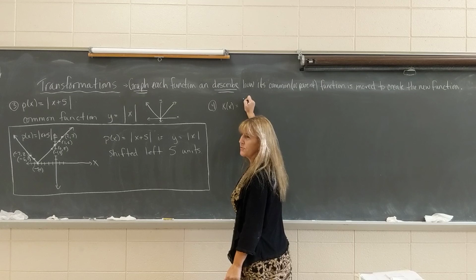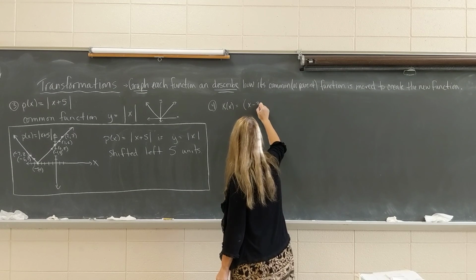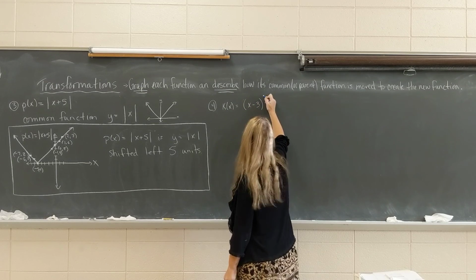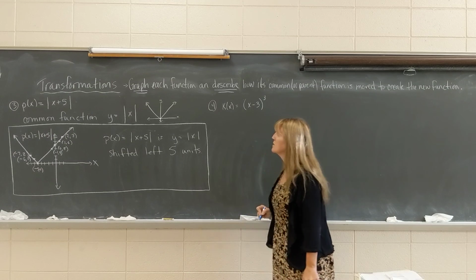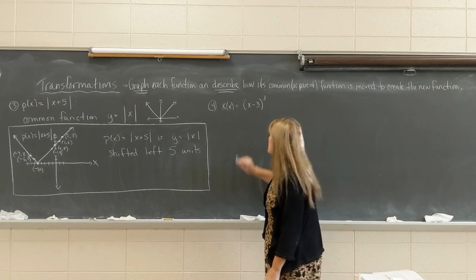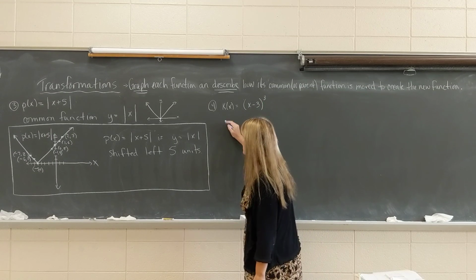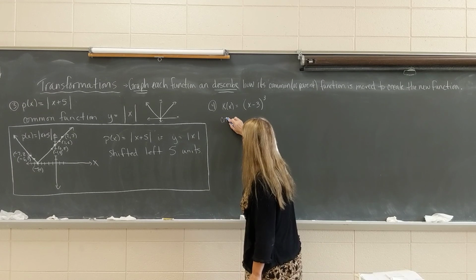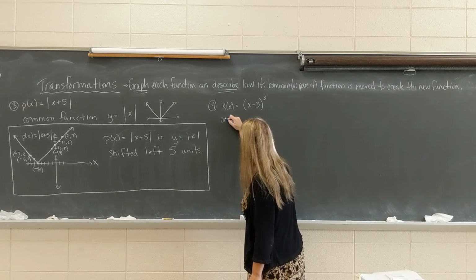All right, our next example will be example 4, and we will be going with k of x equals the quantity of x minus 3 cubed. Quantity x minus 3 cubed. So this is my common function.